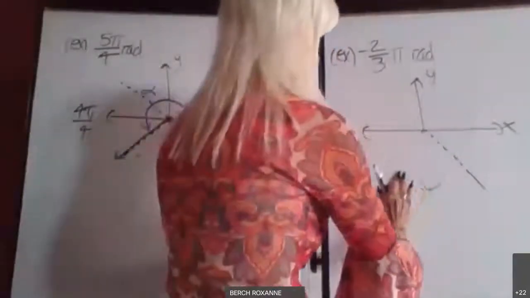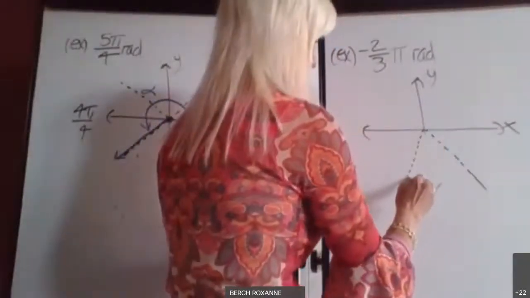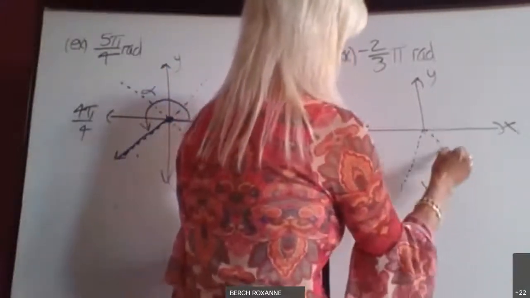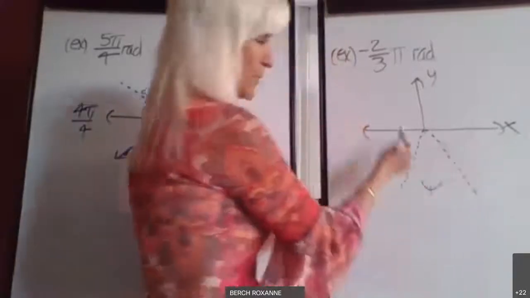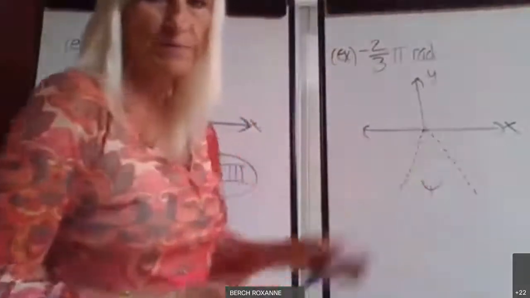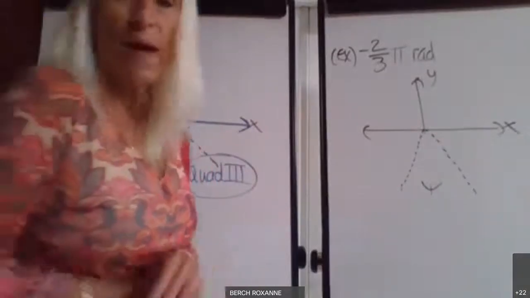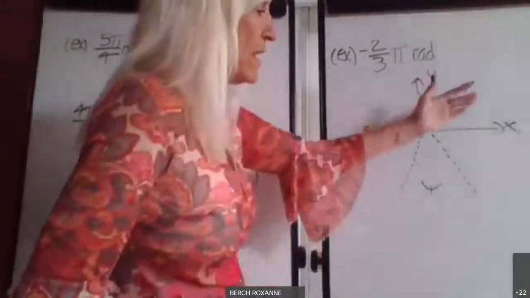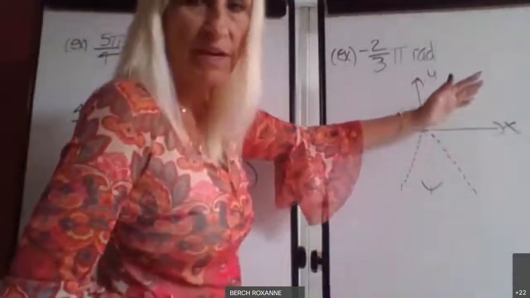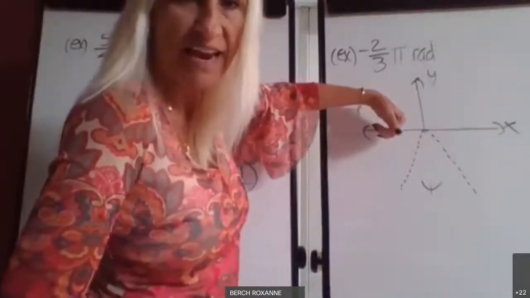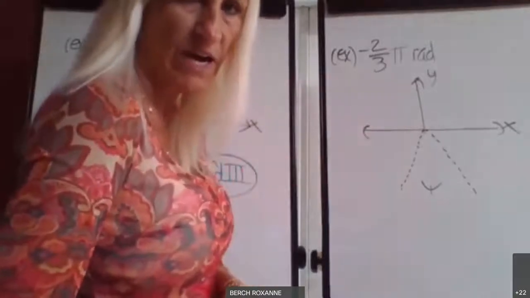Still doesn't even look right. You're going to do the best you can. That looks like 3 equal parts, right? 1, 2, 3. So if you were going to count 2 out of 3, this would be negative pi over 3, negative 2 pi over 3, negative 3 pi over 3, which is negative pi radians. Do you guys see what I'm talking about?